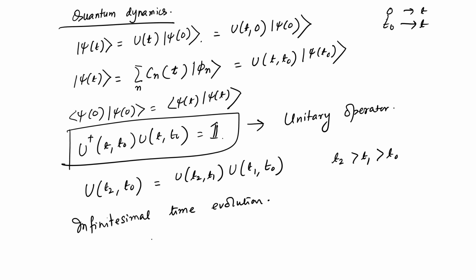Okay. So, limit dt tending to 0. It evolves from t0 to t0 plus dt, and if that is true, with dt tending to 0, that is called the infinitesimal time evolution. dt going to 0 means that dt is much smaller than t0, and let us see how that can be handled.